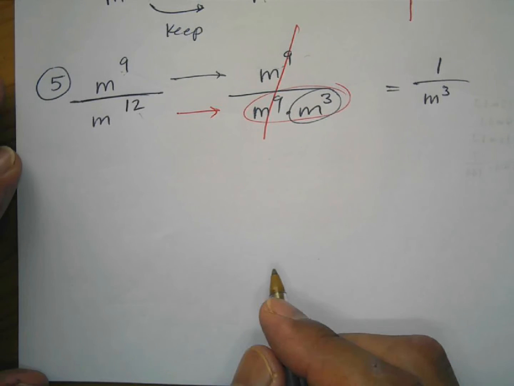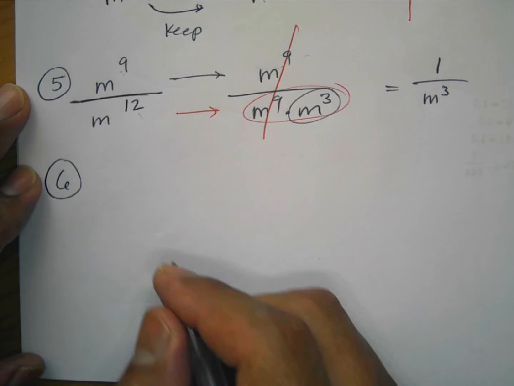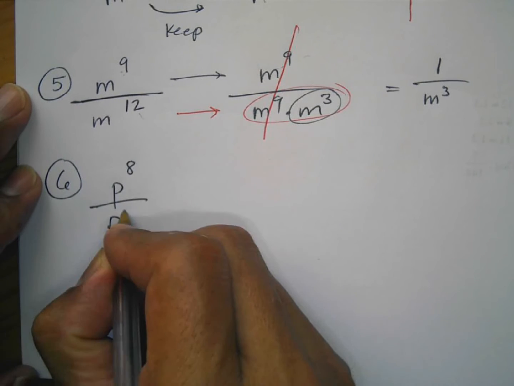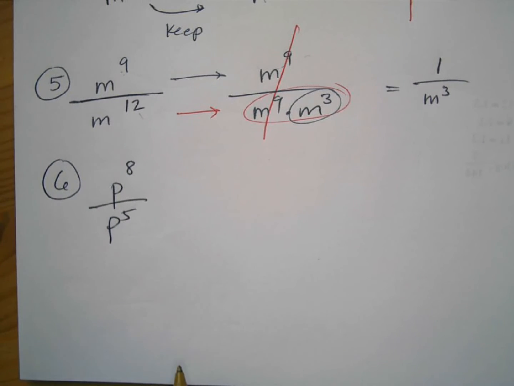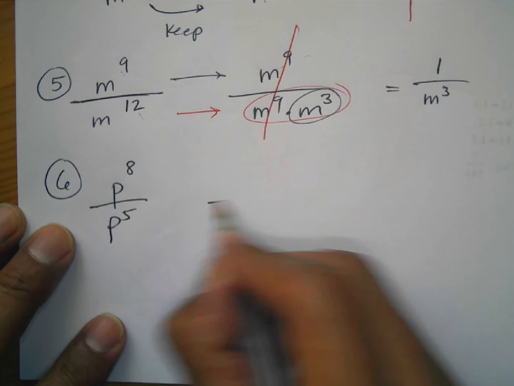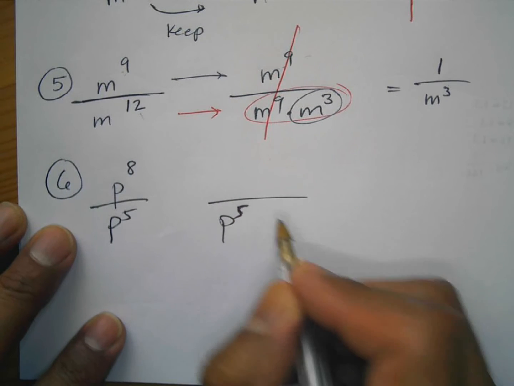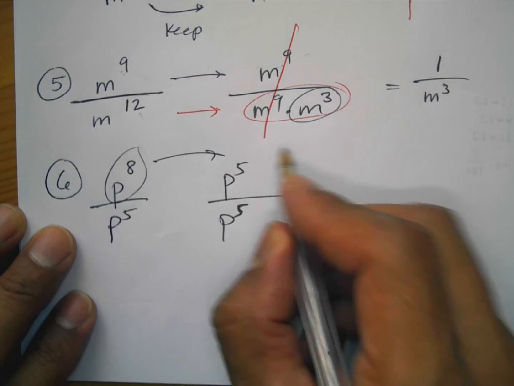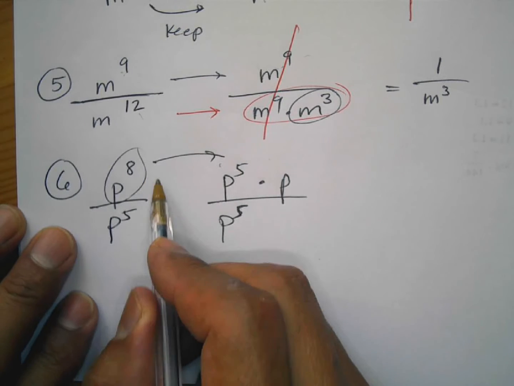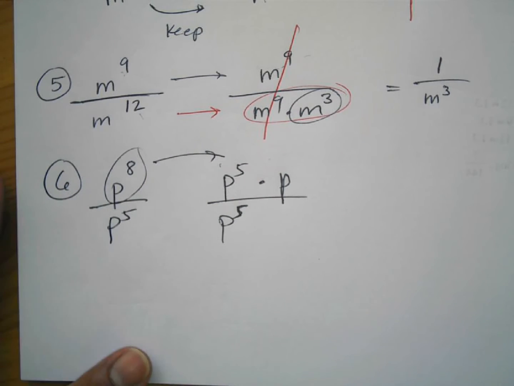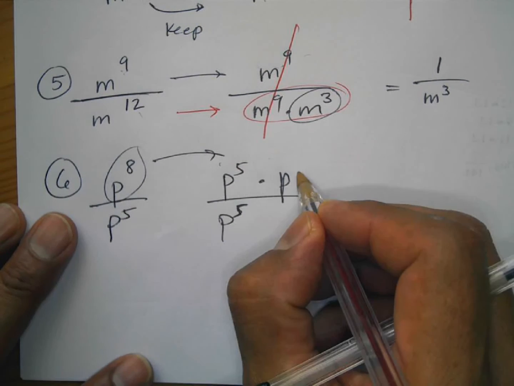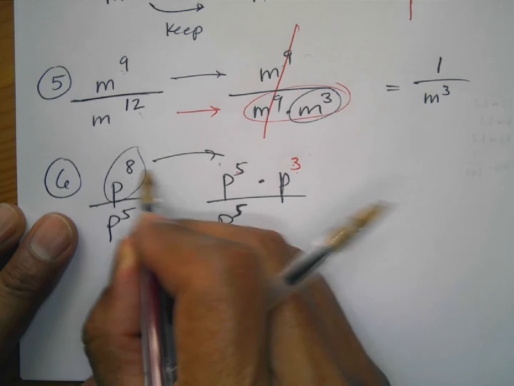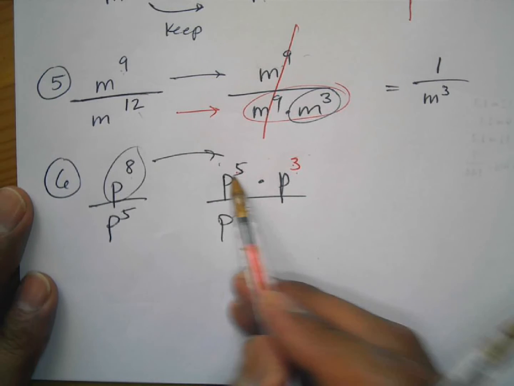Okay. Let's look at another one. Number 6. What about P8 over P5? I want to keep the lower one, P5, and I want them to match at P5. So this one's going to change to P5, and I got to add more to P5 to get to this 8. How much more do you need to add to the 5 to get to the 8? 5 plus how much to give me the 8? This has to be equivalent. That's 3, right? 5 plus 3 is 8. I'm rewriting this P8 as a P5 and a P3.